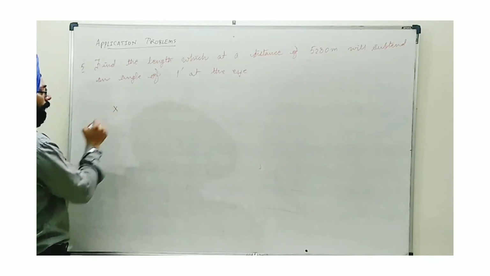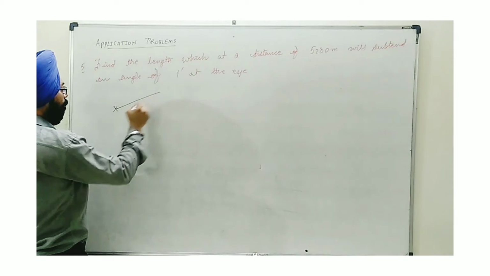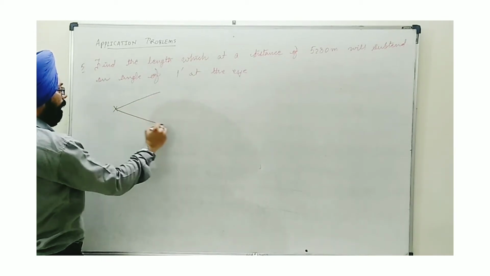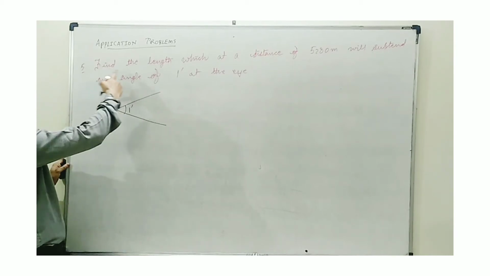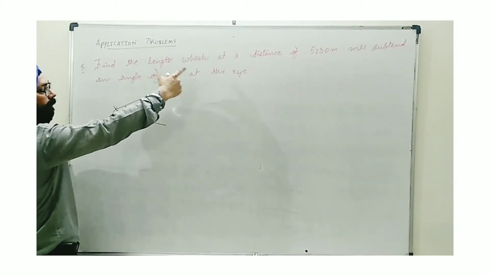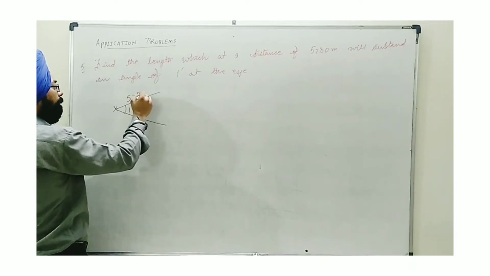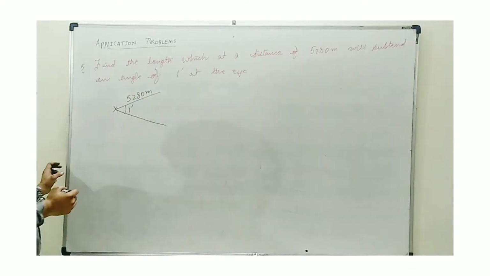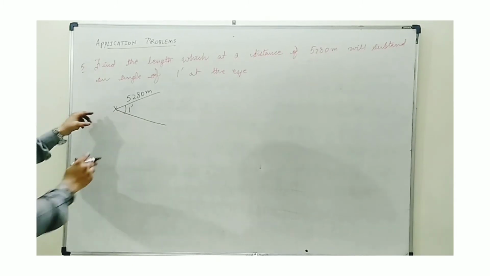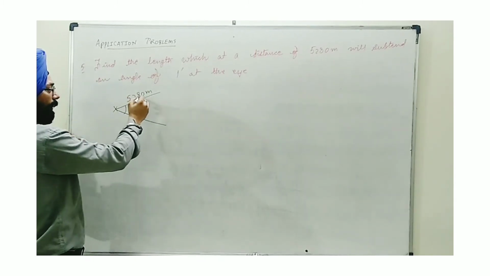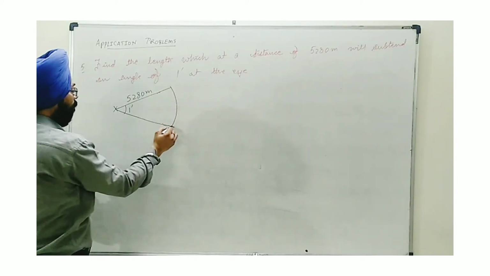This is the position of the eye we can take. At this eye, we need an angle of 1 minute. We are told to find the length at a distance of 5280 meter. We have to grasp the equation very well. The angle will be 1 minute subtended at the eye. This distance is given as 5280 meter and we have to find the length which subtends it.